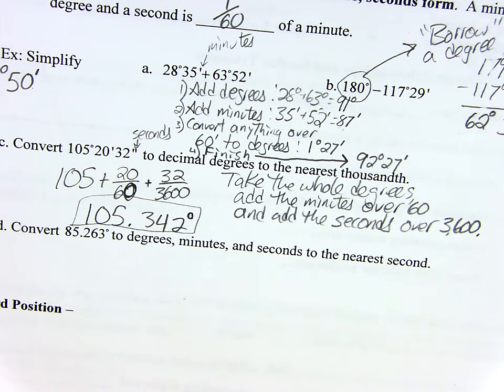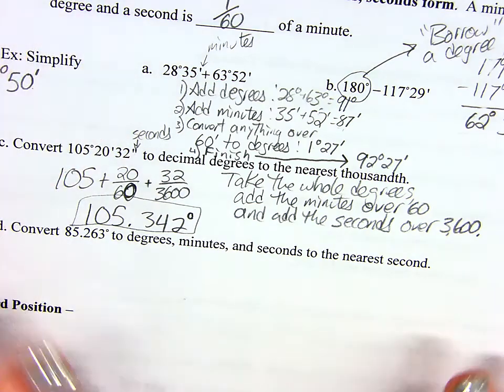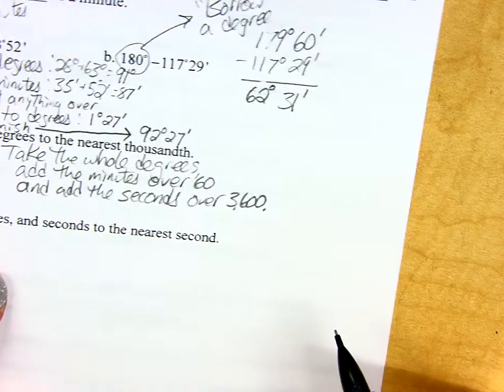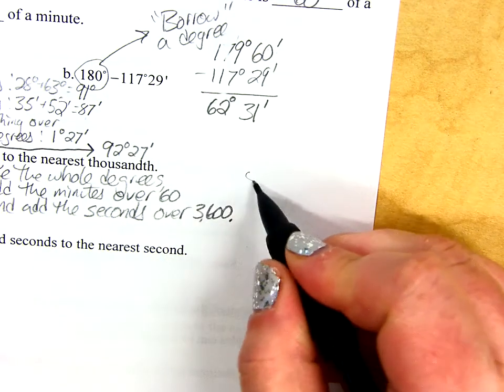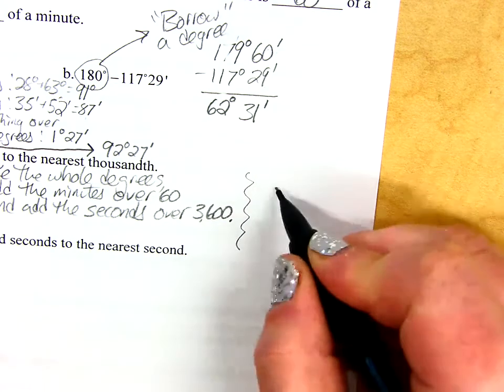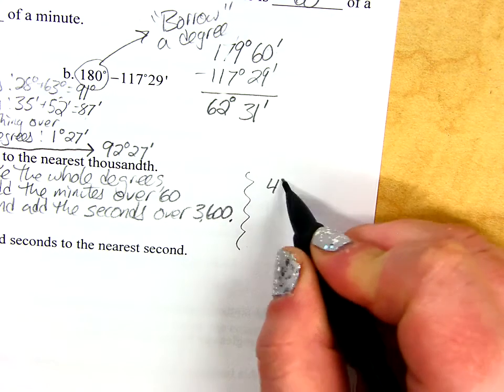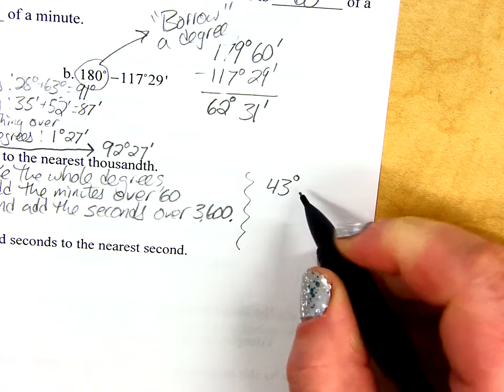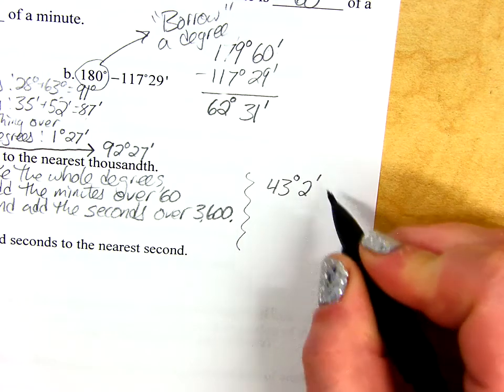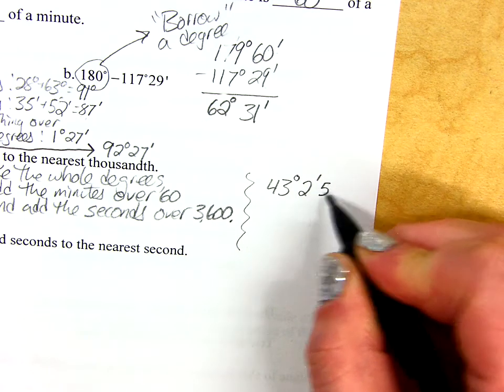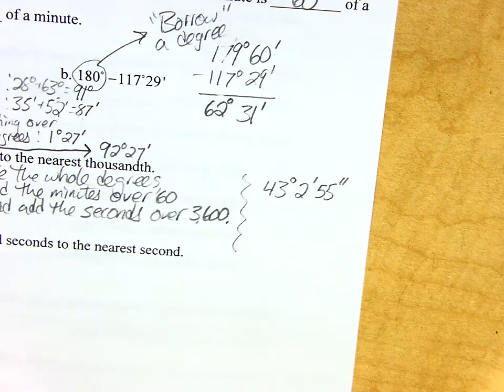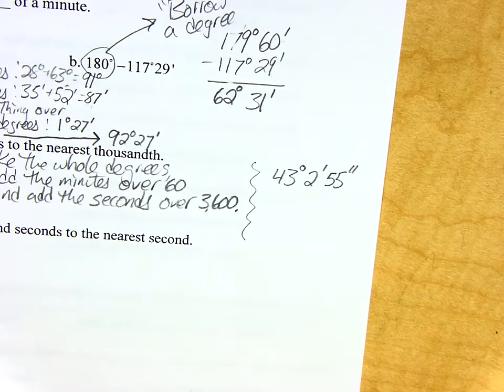Does that make sense? We're all right? Okay, let's try one more just like this before we move on to the next thing. Let's just take, I don't know, how about 43 degrees, 2 minutes, 55 seconds. Turn that into a decimal. Same thing, round to the nearest thousandths.